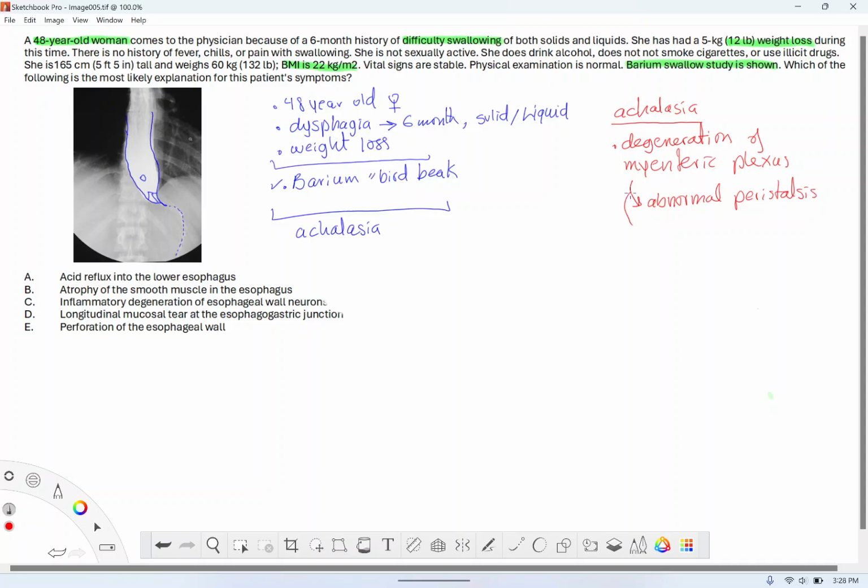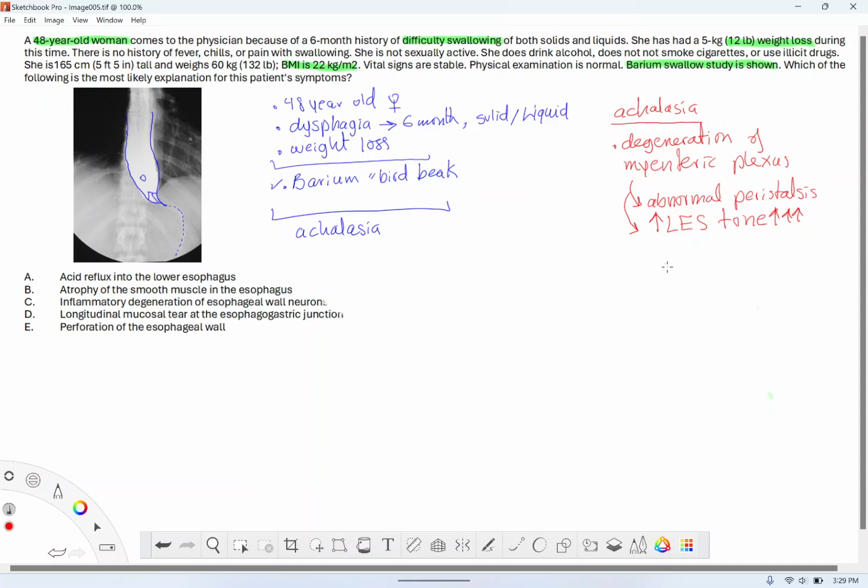Number two, this leads to increased LES tone, such that the LES doesn't open. It never opens. It fails to relax. So there's impaired relaxation of the LES. You can use that term. The LES never relaxes. It's always tense, tight, with increased pressure.